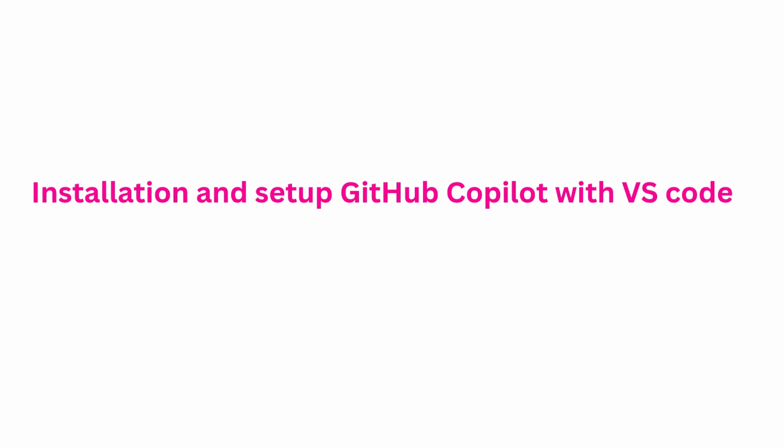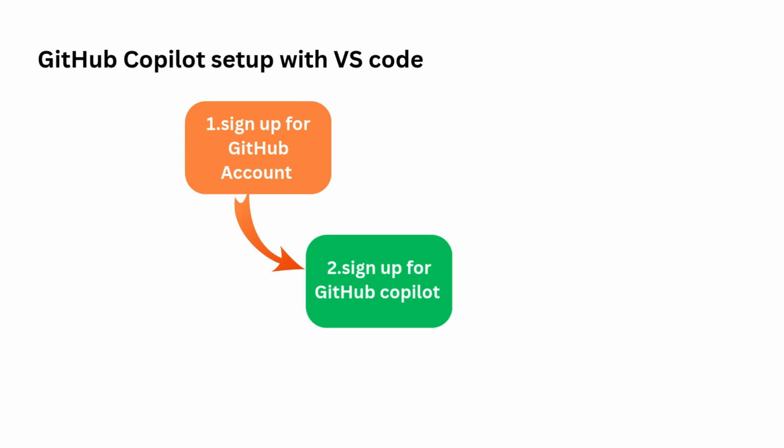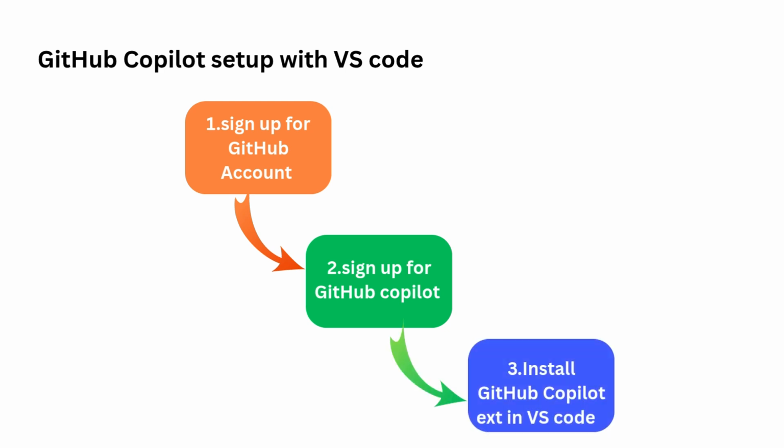Installation and setup. GitHub Copilot with Visual Studio Code. Step-by-step setup guide. Sign up for a GitHub account. If you don't already have one, go to github.com and create an account. Subscribe to GitHub Copilot. Choose the appropriate plan: free, individual, business, or enterprise. Install the GitHub Copilot extension in Visual Studio Code. Open Visual Studio Code, go to the Extensions panel, search for GitHub Copilot, click Install, and you're ready to code with Copilot.